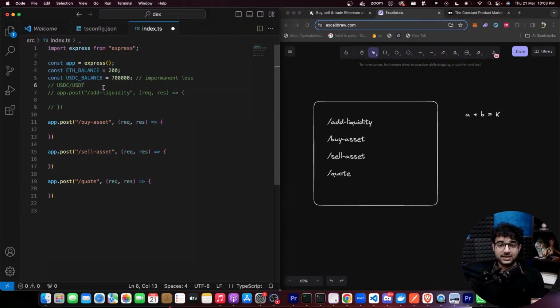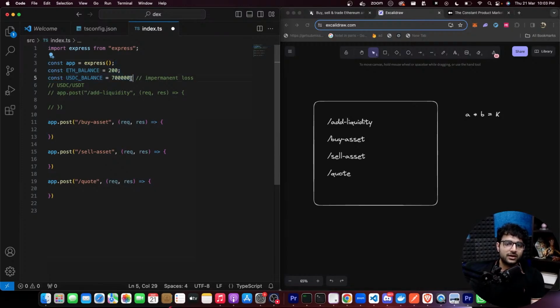A question you might ask is, why should I even do this? Why do I put my USDC and Ethereum for other people to trade on? The answer is you make fees. Anytime a swap happens, whoever has provided liquidity gets some fees from the swap, which is why you want to do it.